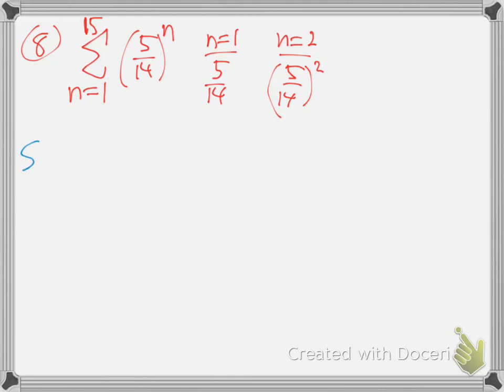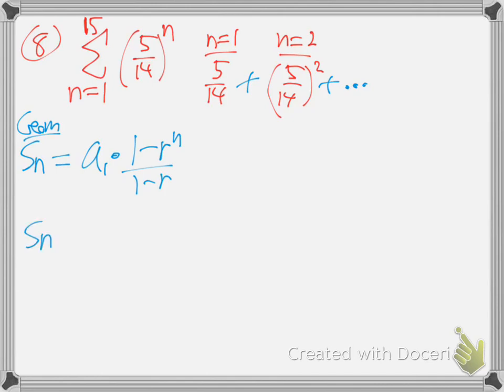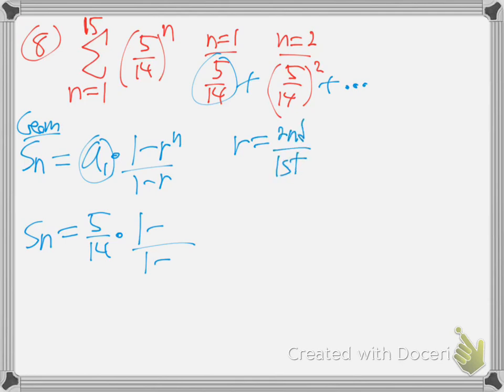So the formula for S sub n, because we're adding these up, is A1 times 1 minus r to the n over 1 minus r. That's the S sub n geometric formula. So it's A1, first term, 5/14, times 1 minus R. Now what is R? How do you find R? R is always the second term over the first term.